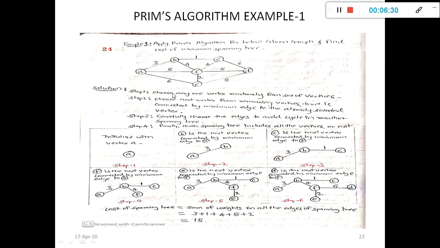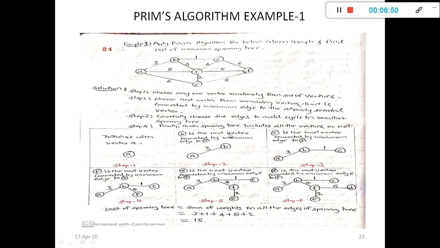Step 1: Choose any one vertex randomly from the set of available vertices in the given graph. I have chosen vertex A as the initial vertex, as shown in step 1. Then it makes a subtree with only one vertex.